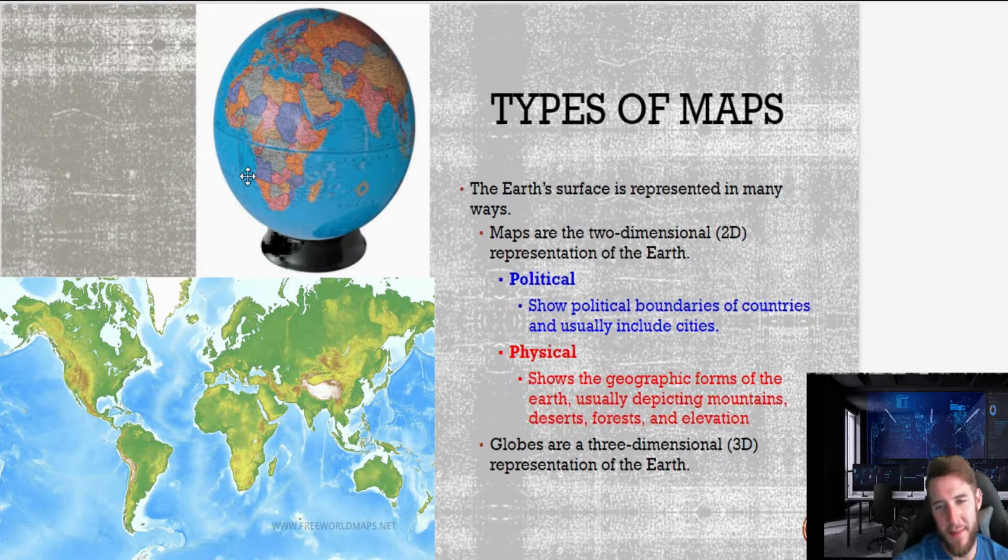Like physical map. A physical map shows the geographic forms of the Earth, usually depicting mountains and deserts and forests and elevation. So think of a physical map. What you see on the bottom there, that's a physical map. What you would basically see from space in a 2D format, right?